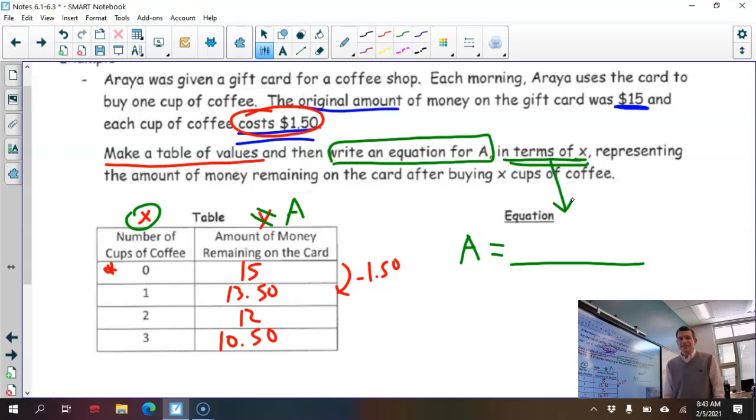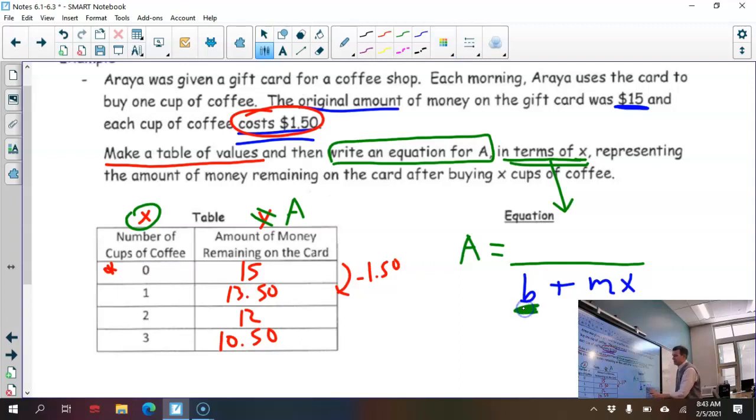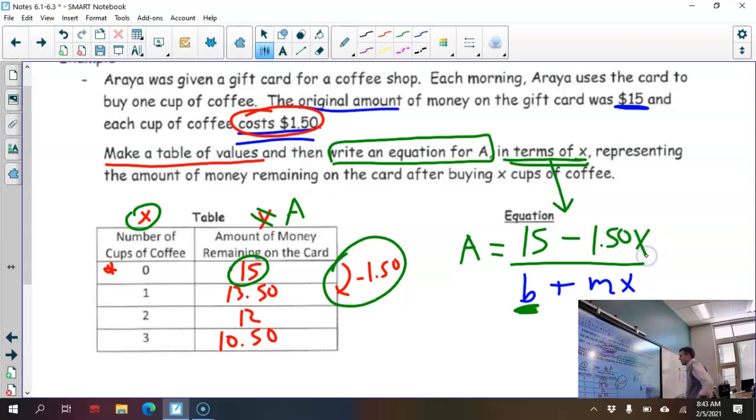And we already know how to do this, right? We know how to do this from a table to an equation because we're just going to use our formula, B plus MX. And we've already got that in the table, right? We know what the B value is. The beginning amount is when X equals 0, that'd be 15. And we have determined that it's not going up, it's going down, so we will use a minus instead of a plus. And it's going down by $1.50 each time. So our equation would be A equals 15 minus $1.50x.